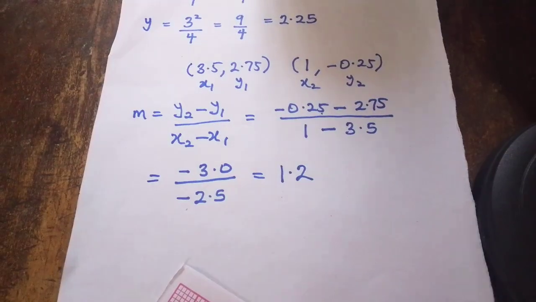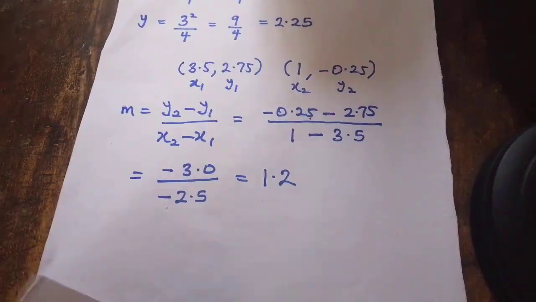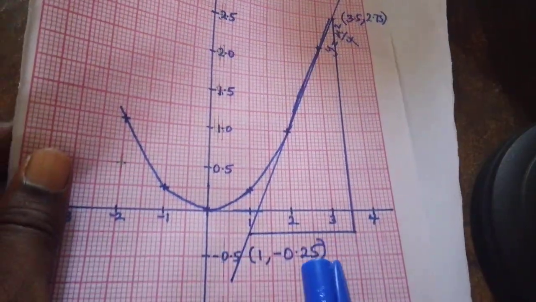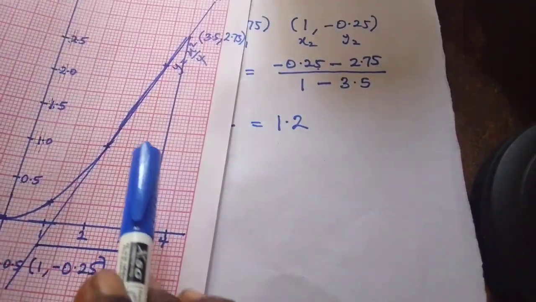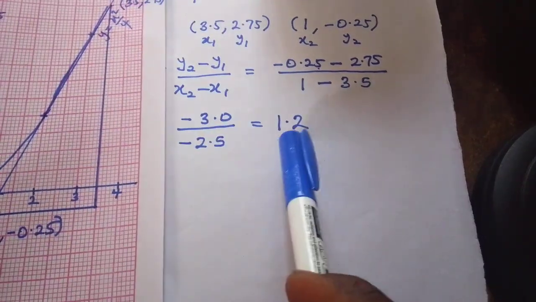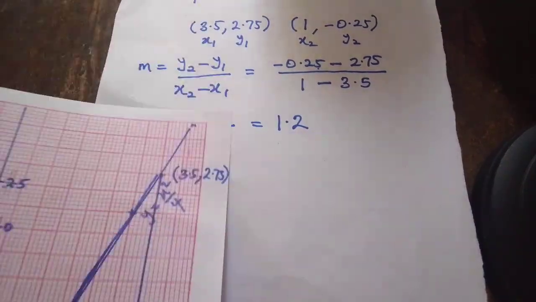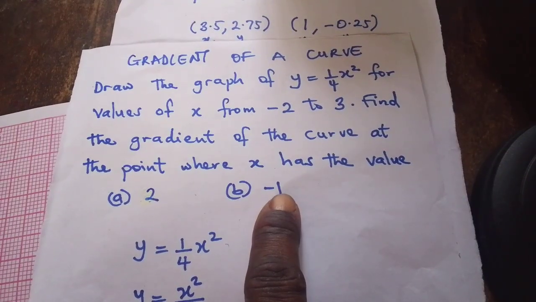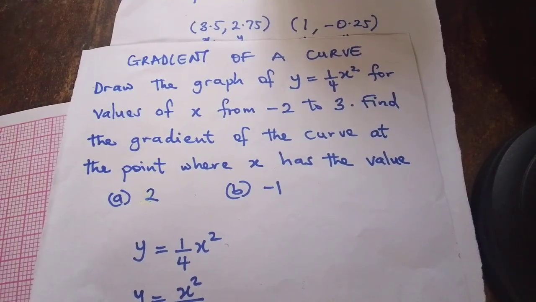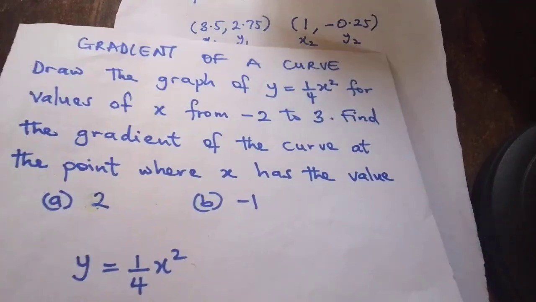So it means that the gradient of the line when x is 2 is 1.2. Then the second part says to find the gradient when x is minus 1. Find the gradient when x is minus 1.